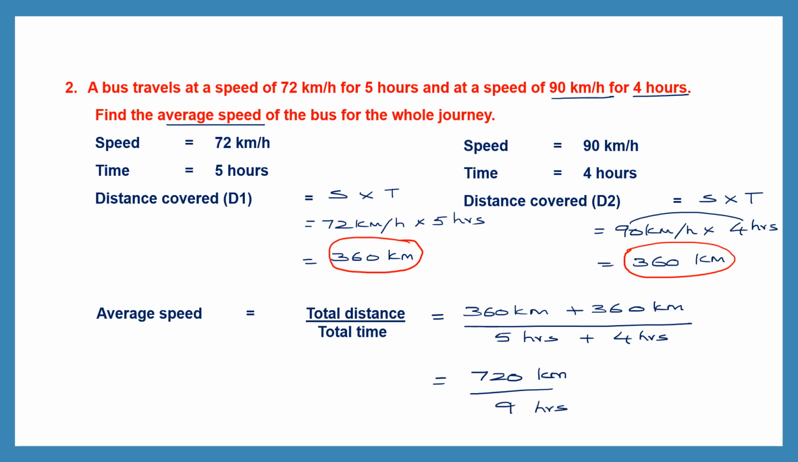Now divide 720 by 9. So let's do that division here. 720 divided by 9. 9 eights are 72, minus 0. Bring down the 0, minus 0. So what do we have here? 80. So 720 divided by 9 is 80 and the units are kilometer divided by hour, or kilometers per hour. So here what have we found? We have found the average speed. The average speed is 80 kilometers per hour. So let's write that average speed is 80 kilometers per hour. Our final answer.